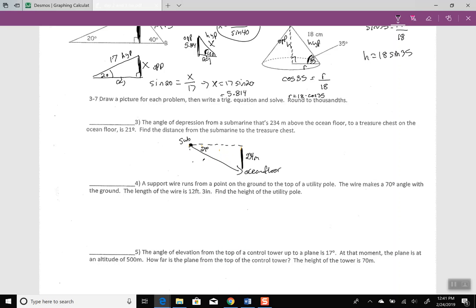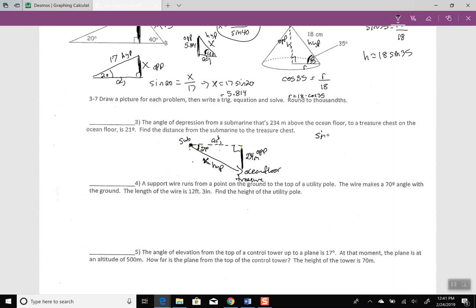I know straight down from the sub's height is 234 to the floor, and then it wants me to find the distance from the submarine to the treasure chest. So from the sub to the treasure chest, I'm looking for this hypotenuse. Setting this up, if this is my angle, opposite the 90 is the hypotenuse. This is the adjacent. This is the opposite. And I care about relating the opposite and the hypotenuse.